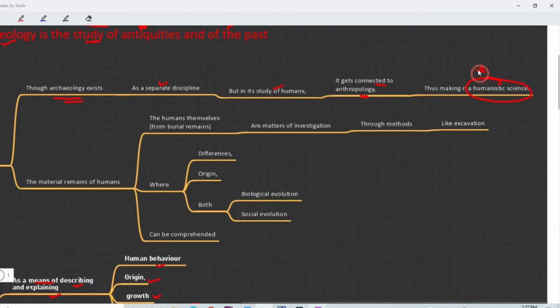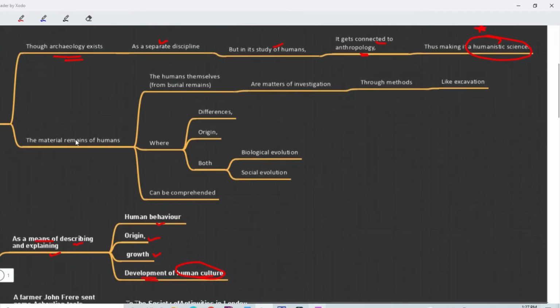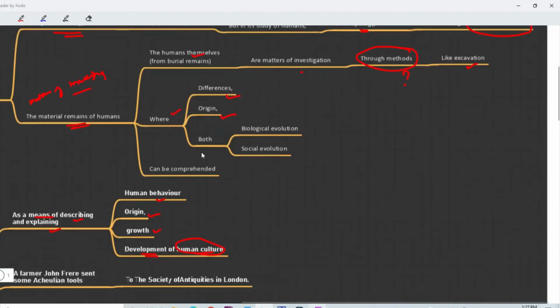Now, what are the matters of investigation for archaeological anthropology? The matters of investigation are the material remains of humans and the humans themselves through their burial remains. And what are the different methods that are used? Methods like excavations are used, which help in understanding the origin of both biological and social evolution.